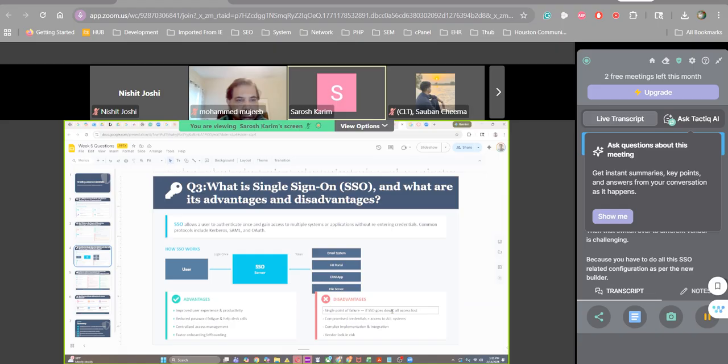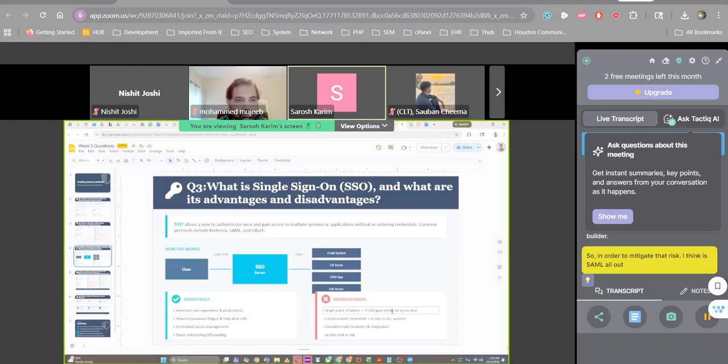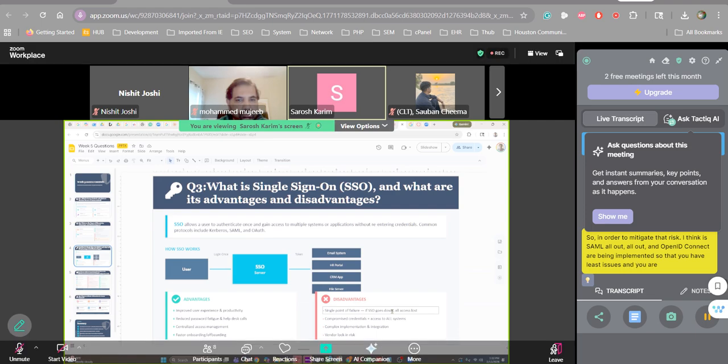So in order to mitigate that risk, I think SAML, OAuth and OpenID Connect are being implemented, so that you have the least issues and you are able to switch over to the new vendor. So that is called vendor lock-in risk.